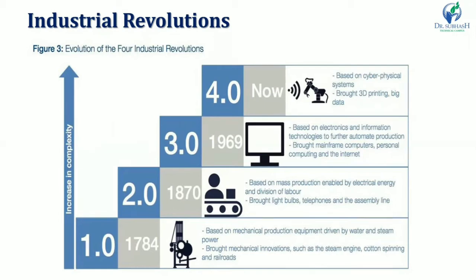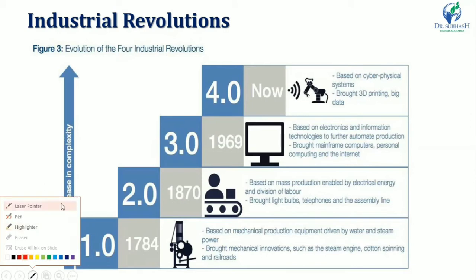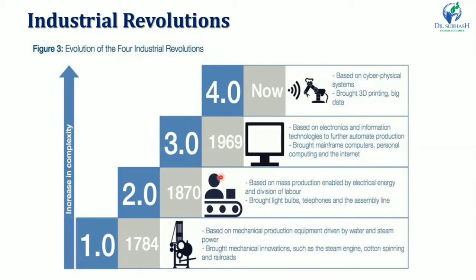Now, in the 19th century, it is known as Industry 2.0. It was based on mass production and was enabled by electrical energy. So electrical energy was introduced in Industry 2.0 in the 19th century, along with the division of labor. It brought light bulbs, telephones, and assembly lines.